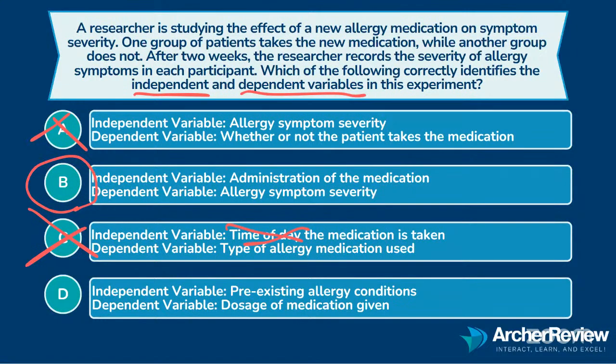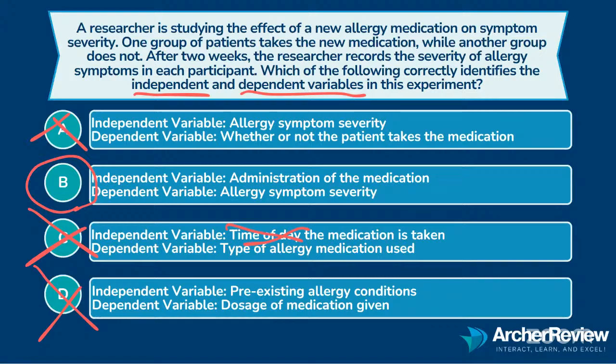And so then dependent variable, dosage of medication given, again, that was not discussed in our passage at all. So if it's not discussed in our passage at all, it's not going to be one of our answer choices. And that's a nice little test strategy. In a situation like this with an experiment, if they're not even discussing it in the passage, it's certainly not going to be one of the variables.